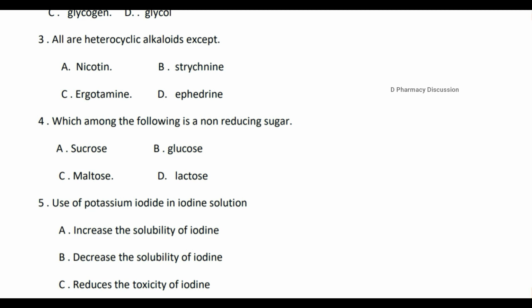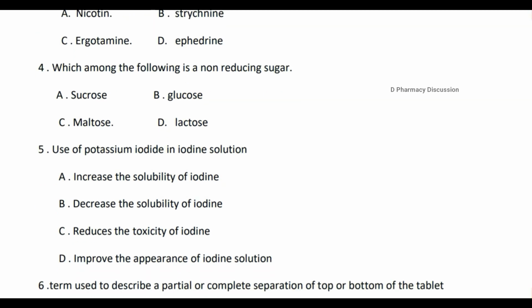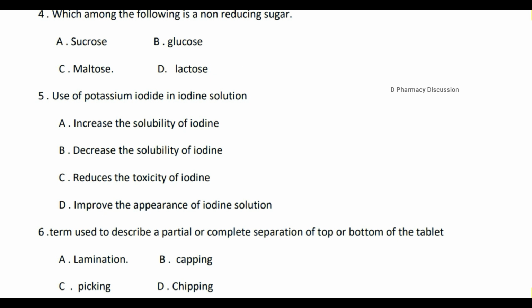Then 5. Use of potassium iodide in iodine solution. Options are A. Increase the solubility of iodine, B. Decrease the solubility of iodine, C. Reduce the toxicity of iodine, D. Improve the appearance of iodine solution. Correct one is A. Increase the solubility of iodine.